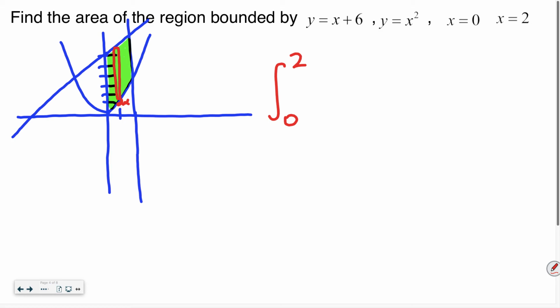The top of the rectangle is sitting up here on this line, x plus 6. So it's our top function. The bottom of the rectangle is sitting here on x squared. So we know we need x plus 6 minus x squared to get that full height of the rectangle. And then we have an integral.